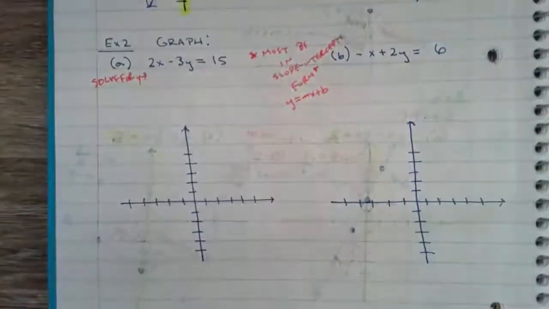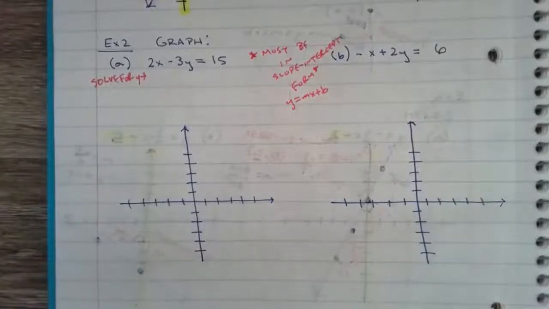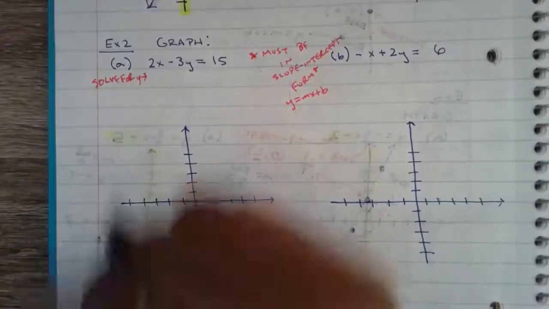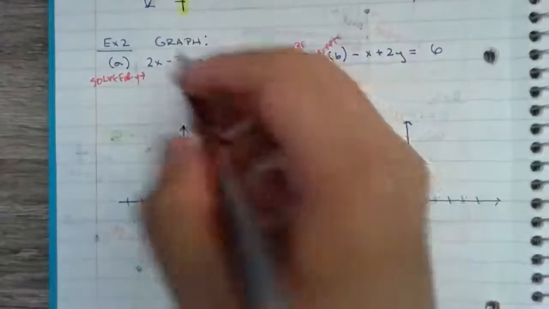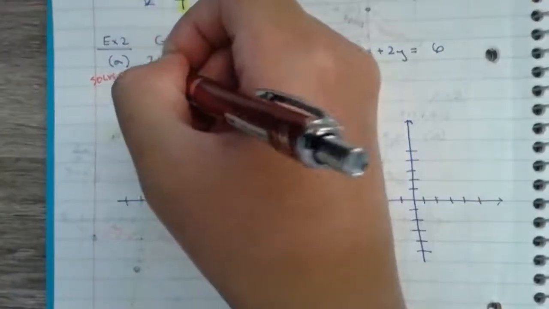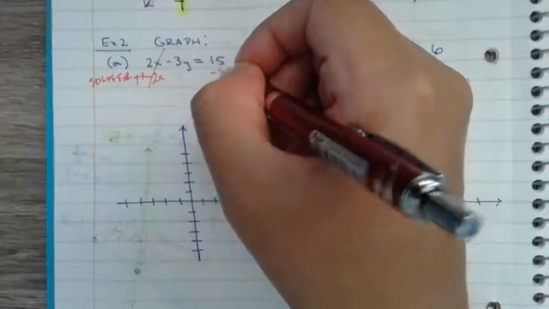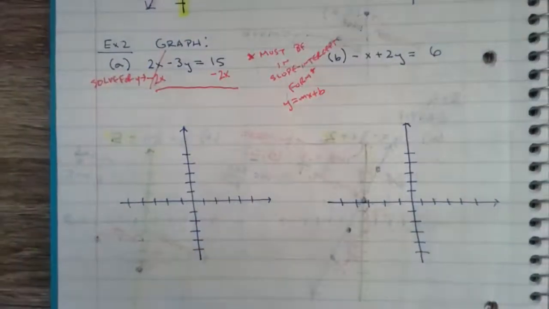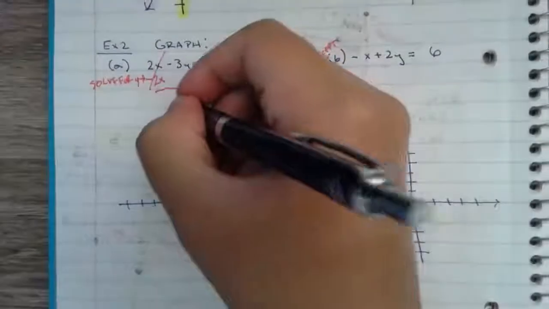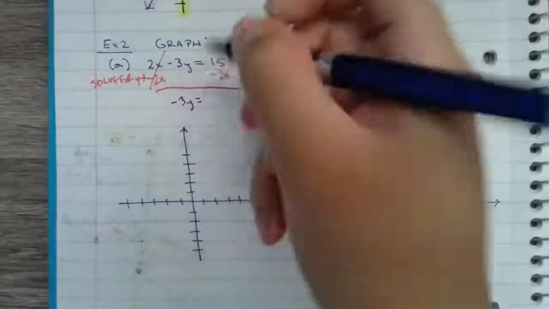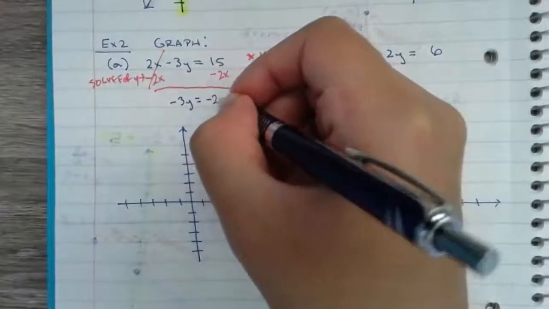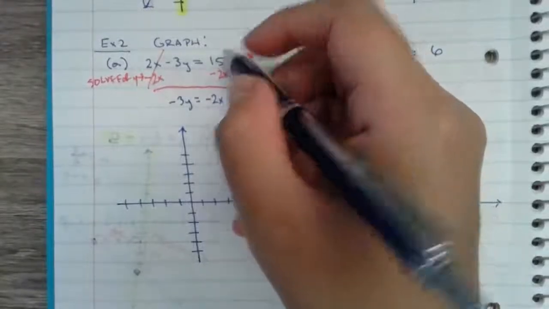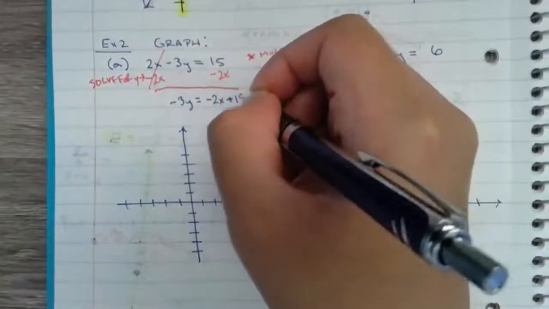Okay? So I'm going to go ahead and solve for y. So first, this is going to be a little bit of algebra. First, you want the y by itself. So I'm going to go ahead and subtract 2x. Okay? And do that to both sides. And then we'll go from there. Now, here's what we have. We have negative 3y equals negative 2x. Remember, since an x and a 15 don't combine together, we can put plus 15.